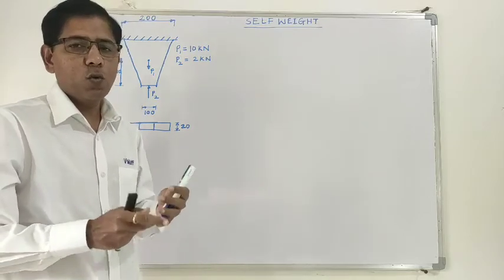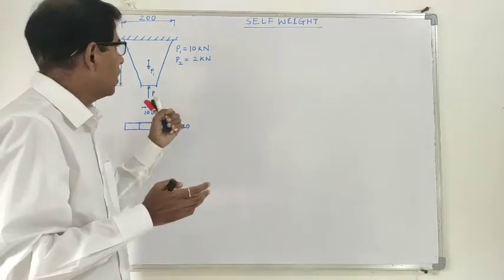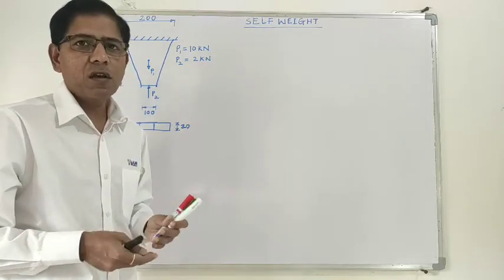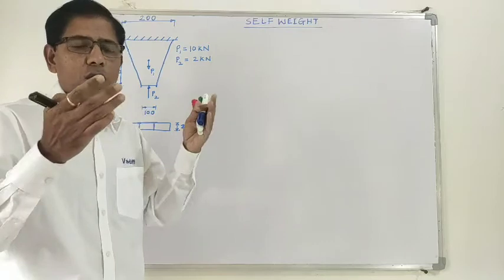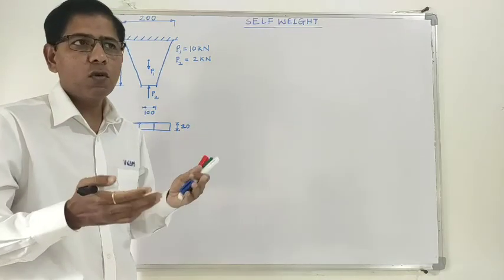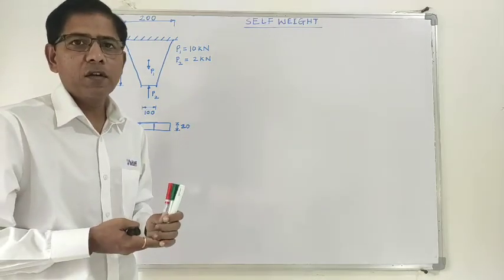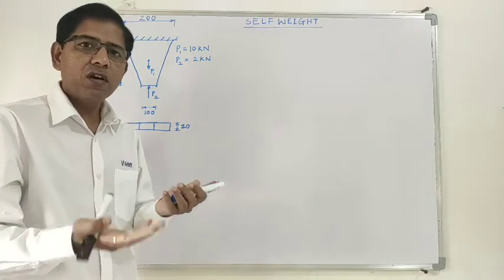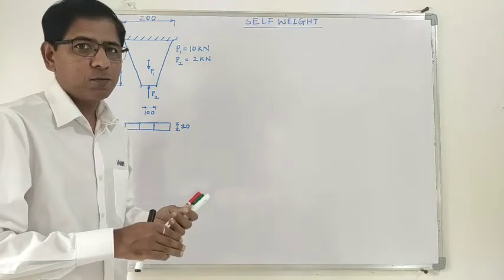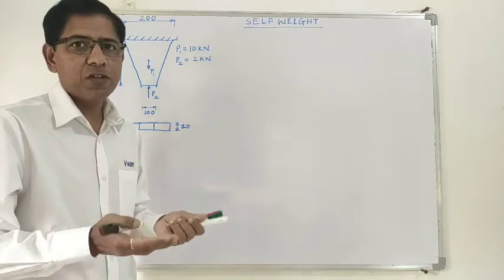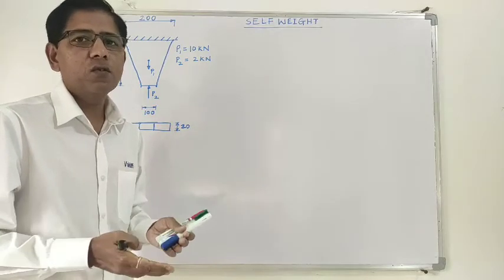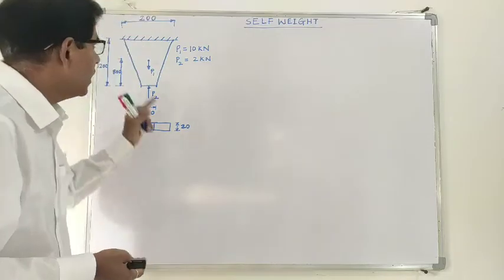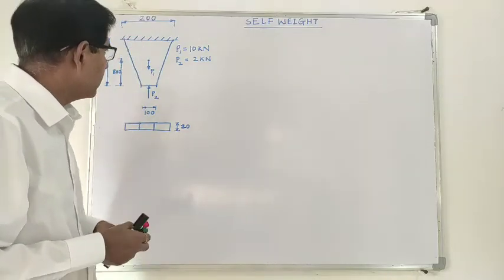In the self-weight problem you may come across a wedge-shaped plate or a cone, a frustum of a cone or a frustum of a pyramid. In every case you have to convert such problems into a step shaft, and then you can apply the finite element method steps. So here this is a wedge-shaped plate.